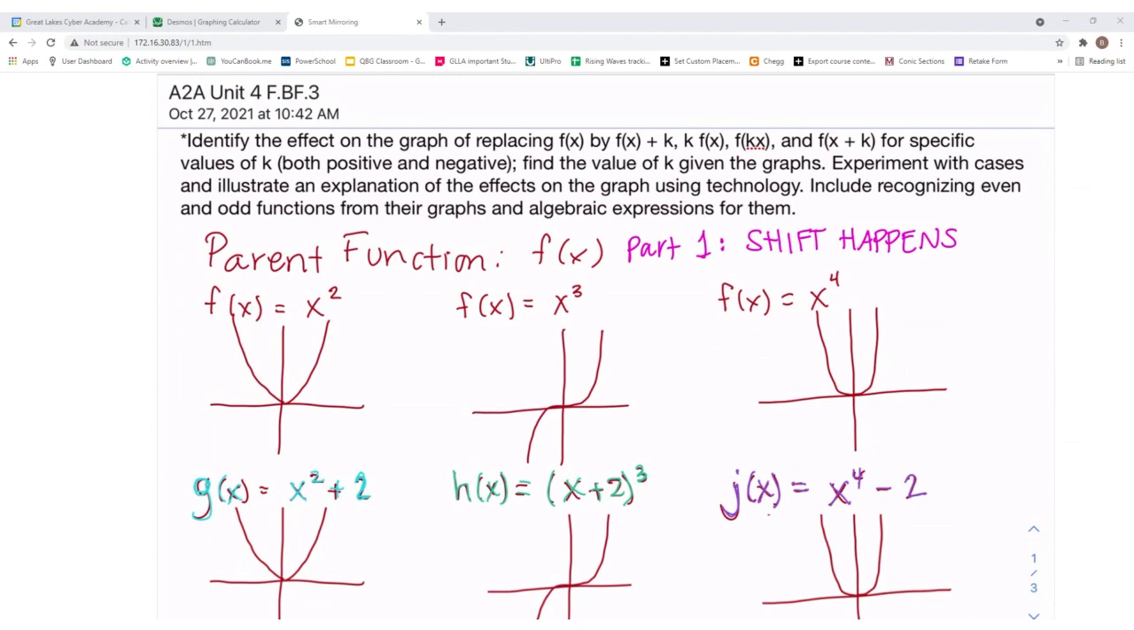FBF3 stands for things that happened to a function. So if we had some function f of x, then we do stuff to it. Let me show you what I mean by stuff, just in this little paragraph that they have here.